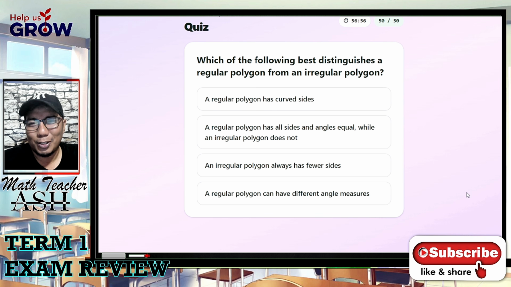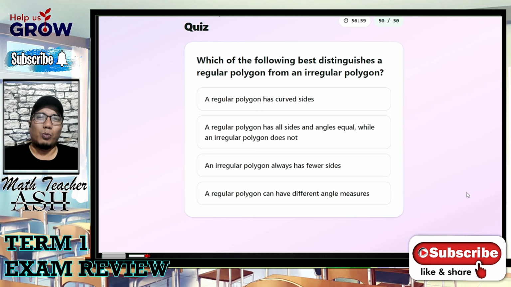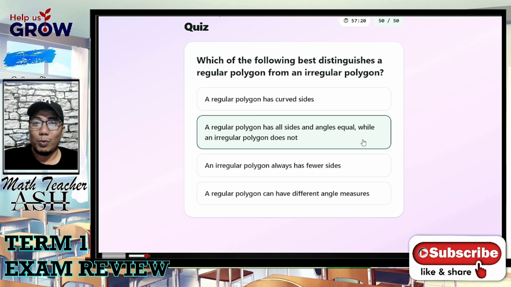Alright, this question is very, very easy, my dear math learners. We have already talked about regular and irregular polygons earlier. When we talk about regular polygons, the angles and the sides are all equal, while the irregular polygons don't have all equal sides or angles. So therefore, for this question, the correct answer is the second one. Let's check whether we are correct.